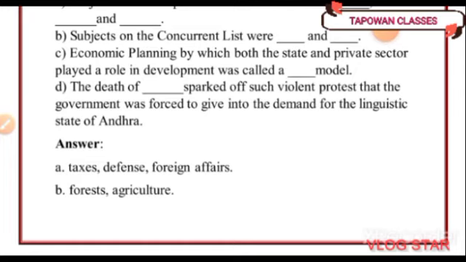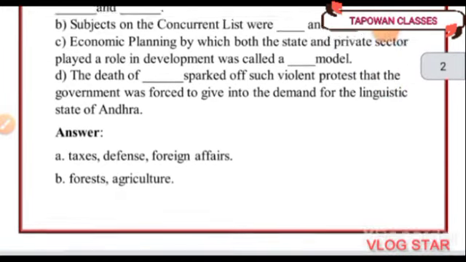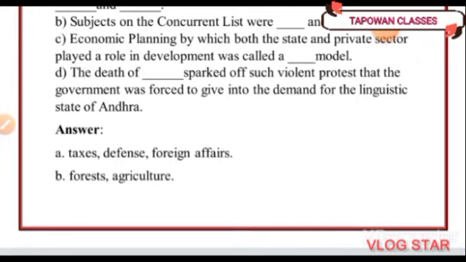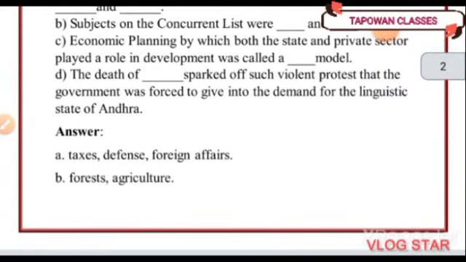Third, economic planning by which both the state and the private sector played a role in development was called a dash model. Here we will fill in: economic planning by which both the state and the private sector played a role in development was called a mixed economic model.